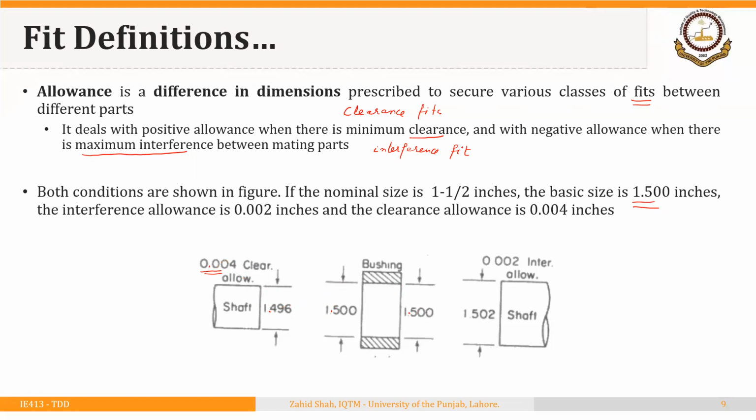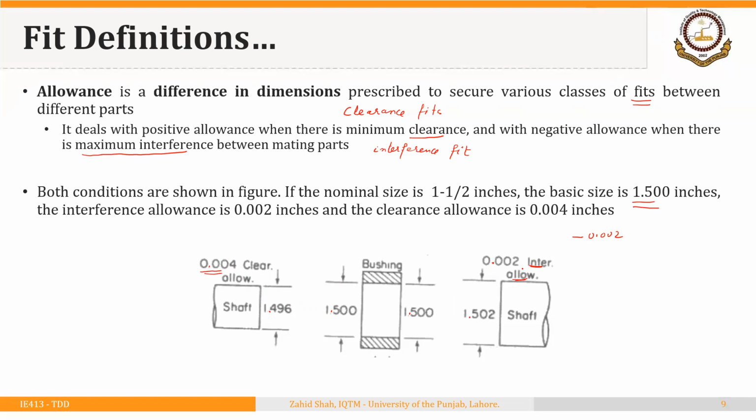On the other side, again in the basic hole system, 1.500 will be the diameter of the hole, and we will apply limits to the shaft if we are going to achieve an interference fit. So the size of the shaft will be greater than the hole. In this case, there is a negative clearance of minus 0.002, and we call it interference. So interference allowance is 0.002. The shaft is slightly larger than the hole, so we have to press it into the hole to achieve interference fit, or to actually assemble our two parts together.